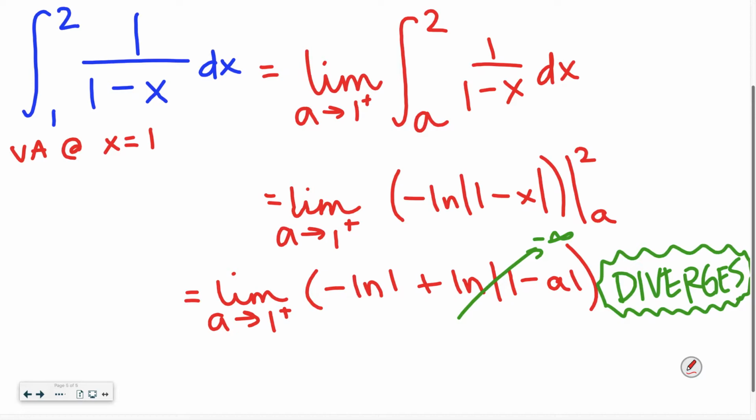I just said plug in to the right of 1. You keep getting smaller numbers, bigger negative numbers. If you plug in 3, 4, 5, 6, it keeps getting more negative. Okay, that's way easier. It's just a big negative number.